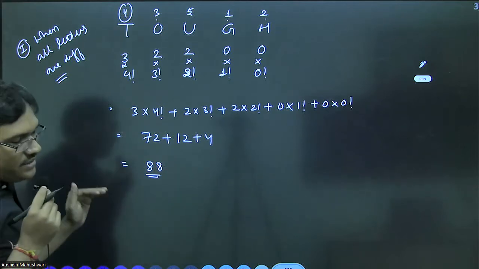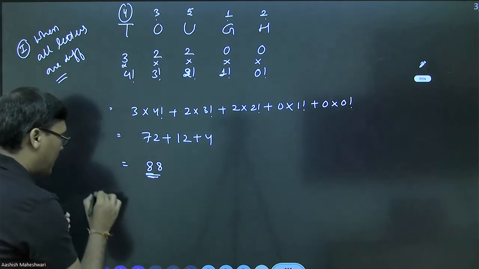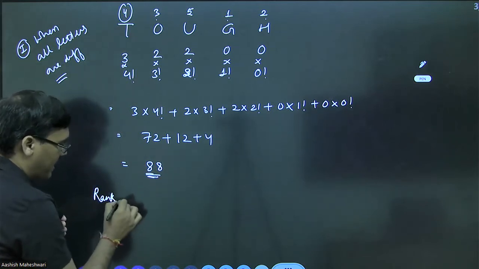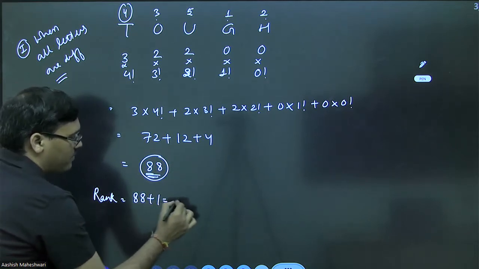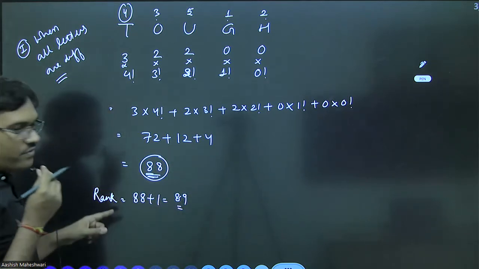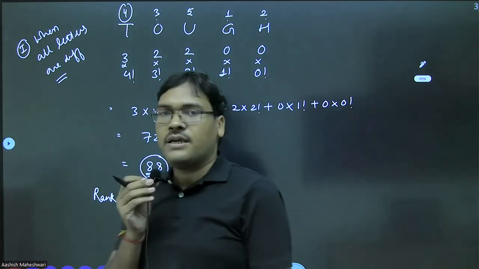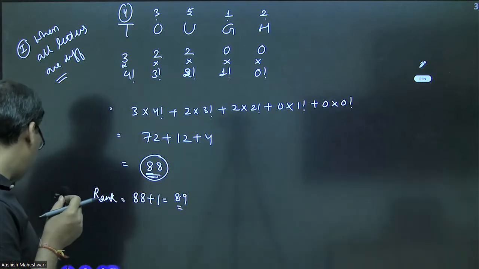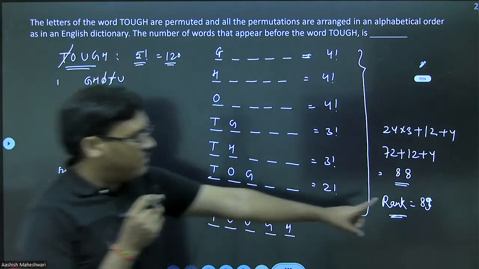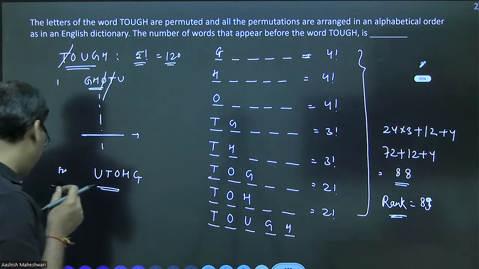Now, if the question is, what is the number of words which are before tough, then the answer is 88. And always remember, if you have to find the rank, you always add 1 to this number, which is 88 plus 1, which is 89. So the rank of the word is 89, and the number of words before tough is 88. So you can see this is exactly the same thing which we got in the previous case, the standard method. Okay. So let's apply the same method in the next question.